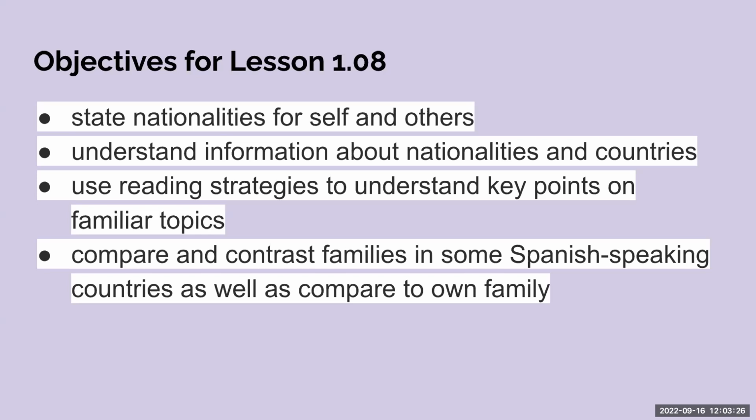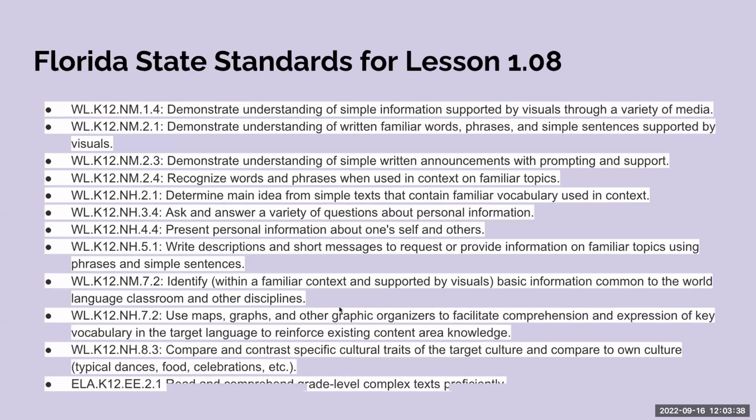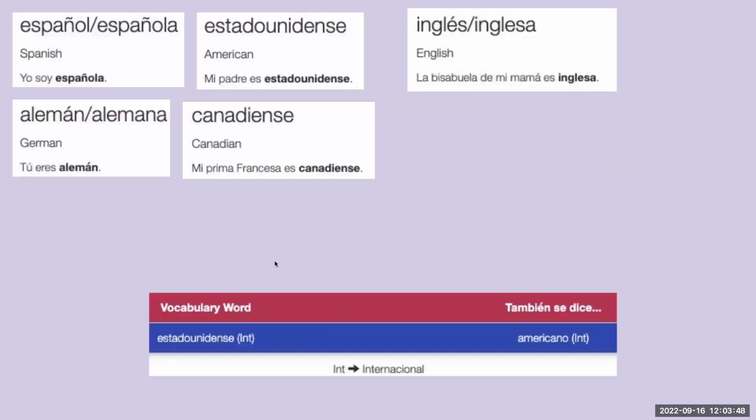We're going to understand information about nationalities and countries, using reading strategies to understand key points on familiar topics, compare and contrast families in some Spanish-speaking countries, as well as compare to our own. These are the Florida state standards, and they're pretty much the same as the objectives, just a little bit more. Right now, we're going to look at nationalities.